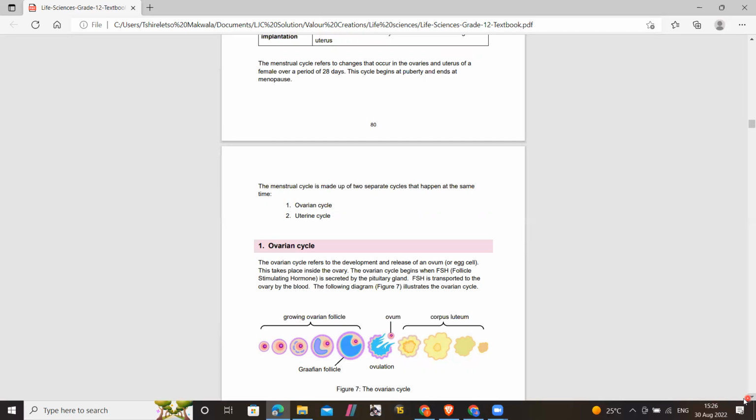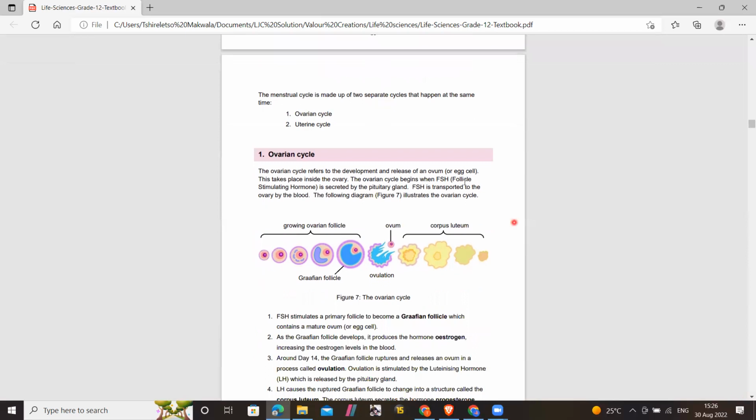Then the uterine cycle looks at the uterus, so the lining of the womb. The uterus is the womb, so it's looking at how the lining of the womb increases. So we start with the ovarian cycle. The ovarian cycle refers to the development and release of an ovum, an egg cell, like I said, inside the ovary.